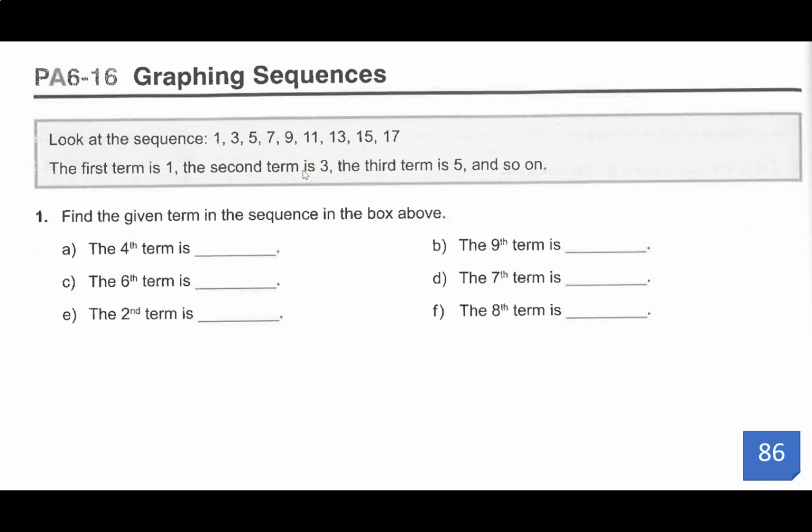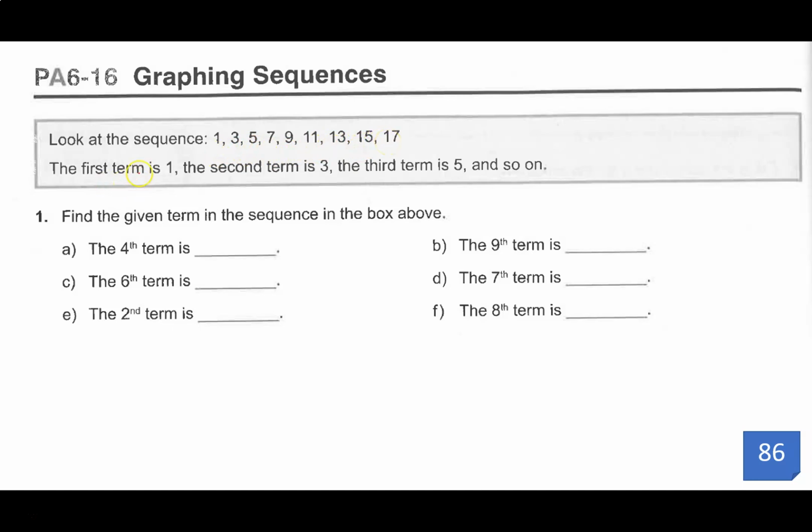Now I would like to do a few questions in your Jump Math book with you. Please grab your Jump 6.2 and turn to page 86. Let's try number 1 together. It says, look at the sequence. 1, 3, 5, 7, 9, 11, 13, 15, 17.